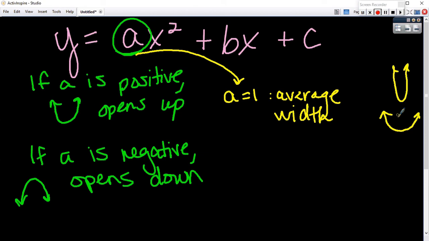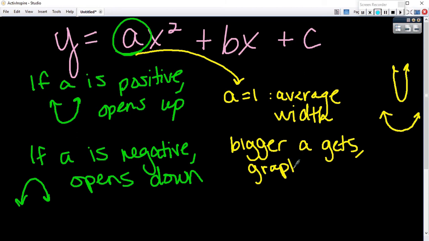The bigger that A gets, though, if it gets to be 2, 3, 5, 10, then it shrinks the graph in. The graph gets skinnier. So you would think it'd be the opposite, right? The bigger number in front, the bigger the graph, but it's not. It's the bigger the number, the skinnier the graph.